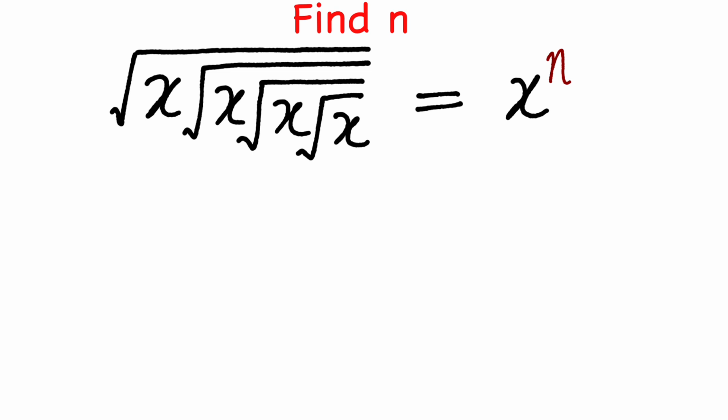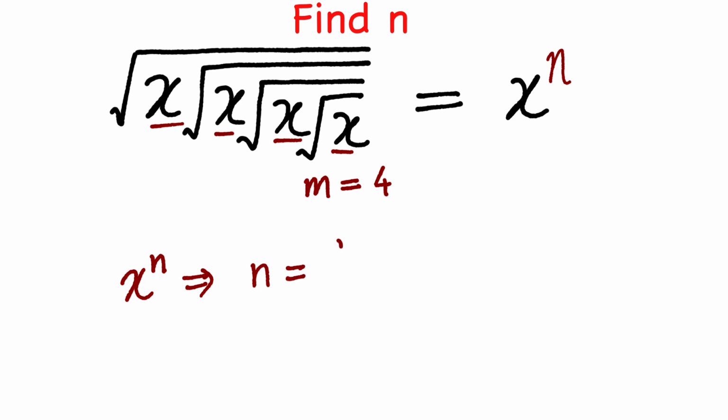So first of all, count how many x's are there on the left hand side. There are 4 x's. So we write m is equal to 4. M is the number of given x's in under root. Now the formula says the power on x is n, where n is equal to 2 raised to the power m minus 1 divided by 2 raised to the power m.